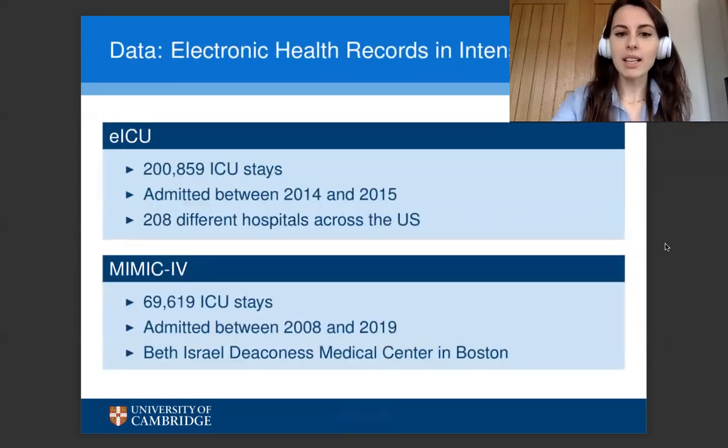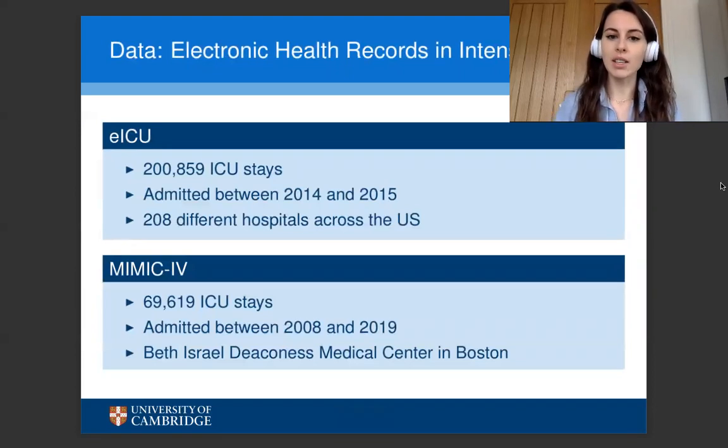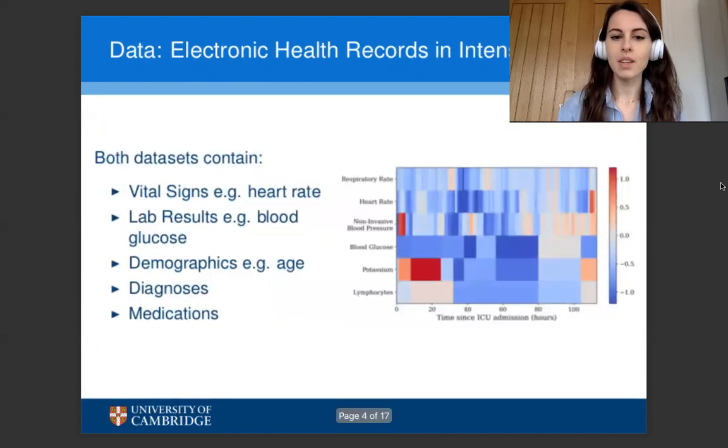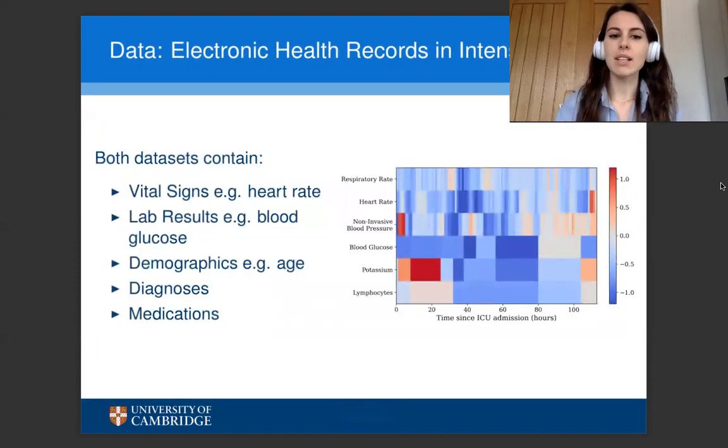In our work, we use electronic health record data from the eICU and MIMIC4 datasets, each of which contains thousands of ICU stays from various hospitals across the US. Both datasets contain time series, which includes vital signs such as heart rates, which are constantly logged by machines, and also lab results, which are irregularly sampled and can have large time gaps between the measurements.